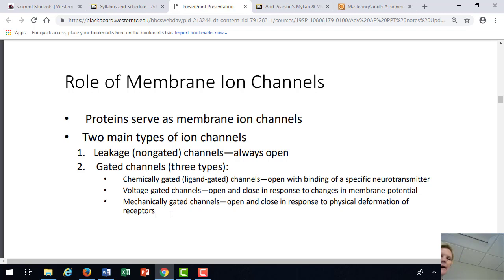And then mechanically gated. Mechanically gated means we physically deform the membrane. So when you touch your skin, you open up mechanically gated channels. Just the morphing of the membrane on your skin opens up channels, allows sodium to flow enough that it sends an action potential all the way up to your brain to tell you that you touched your skin, or somebody's tapping you, or you have a mosquito crawling or biting your skin. So those are all examples of mechanically gated channels.